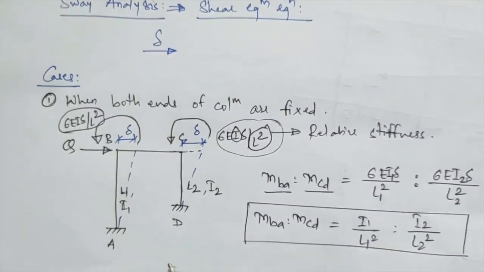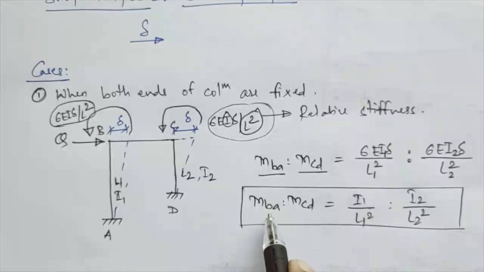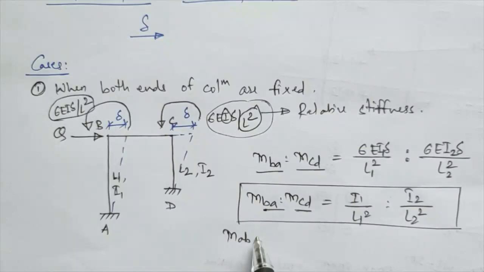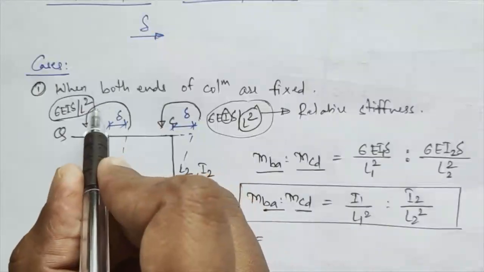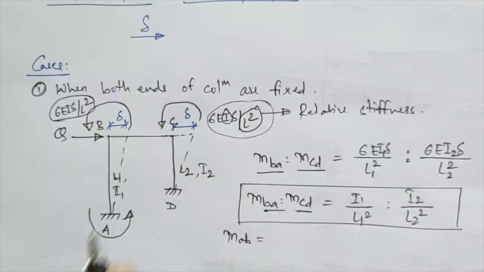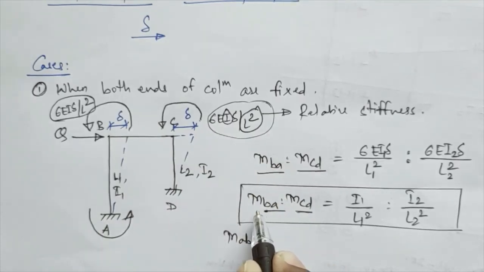Now irrespective of this, let's see the remaining members. So these two members are done. Which members are remaining? Suppose MAB is remaining, right? MDC is also remaining. Whatever translation and rotation is induced at this point B, the same is also induced at the far end, because your moment will get carried over, as this is a fixed support. So whatever moment is coming at point MBA, the same moment will be at point AB.